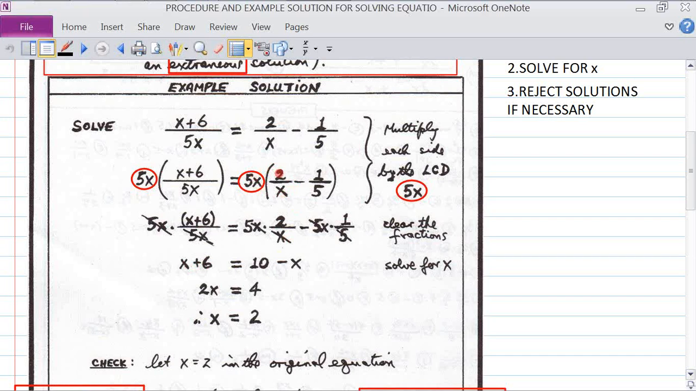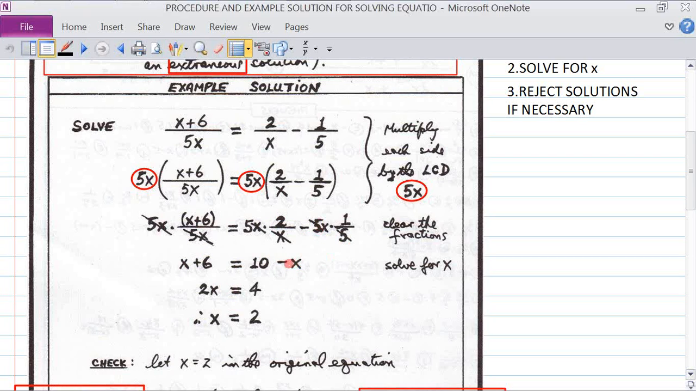Here I'm going to use the distributive rule. 5x times 2 is 10x, divided by x is going to give me 10. And 5x times minus 1/5, the 5's will cancel, and I'll be left with minus x. So each of these steps is shown here. Here the 5 cancels, here the x cancels, and here the 5 cancels. So I'm left with x plus 6 right here. Here 5 times 2 is 10, and here, because the 5's cancel, I'm just left with x.